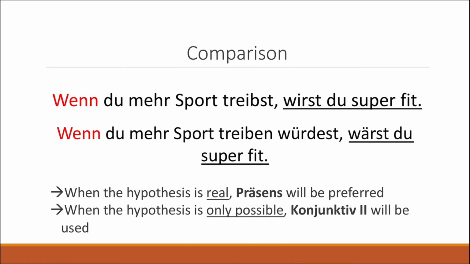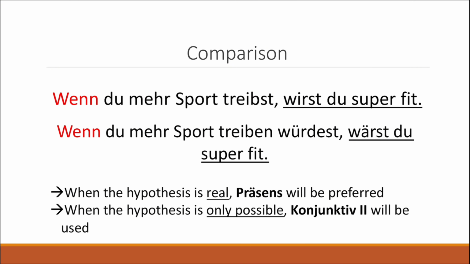Now, to sum this up, when the hypothesis is real, then the present is going to be preferred, as we already saw in this case. We're saying wenn du mehr Sport treibst. That's simply present simple. However, when the hypothesis is only possible, then we're always going to use the conjunctive 2. And this is also why we talked a lot about the conjunctive 2. So, I hope you understood everything.